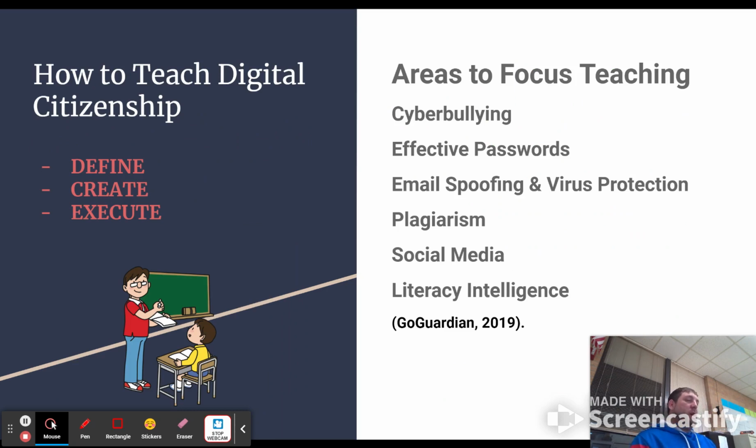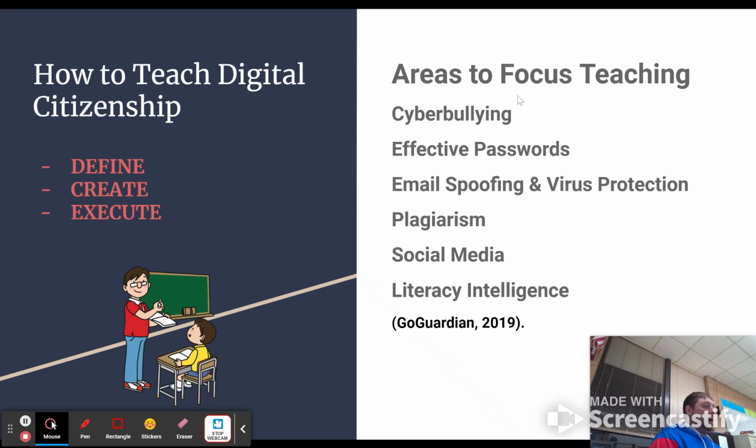Okay, the next part of this presentation, we're going to talk about the teaching aspect of it. The slide says how to teach digital citizenship, and there are 3 main traits that they were using. They say that you need to define what you want to teach. You need to create lessons, create projects, and then you need to execute, following the rules and guidelines that are presented by your school, and those are the 3 things that will help you with digital citizenship in your classroom.